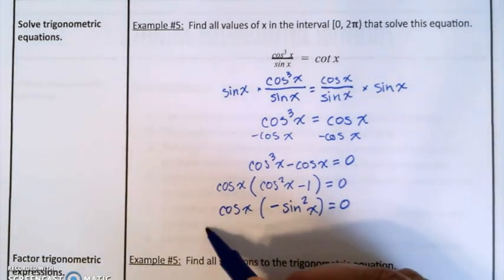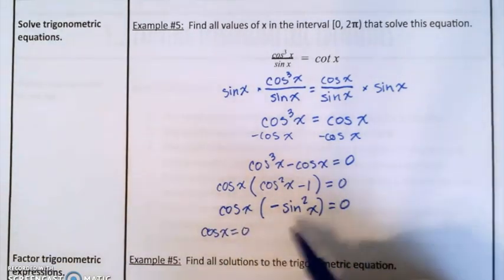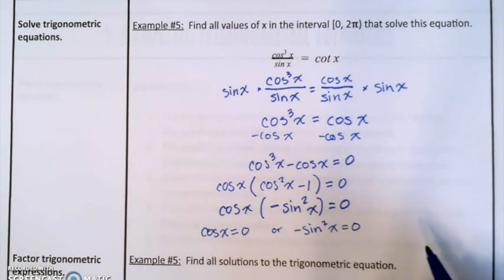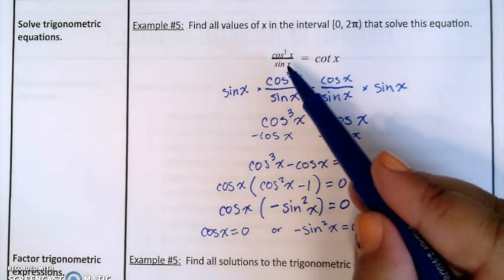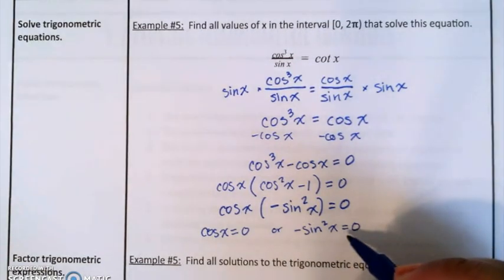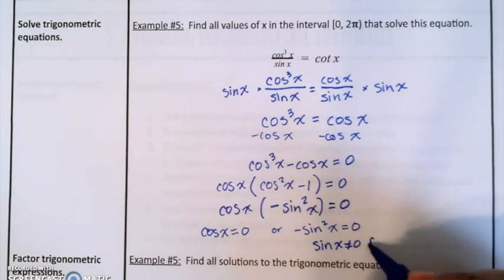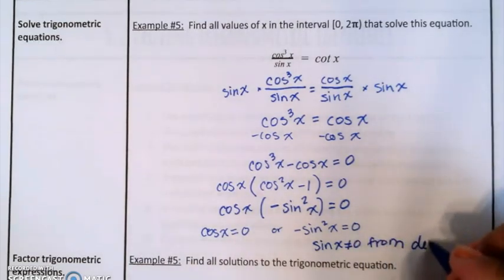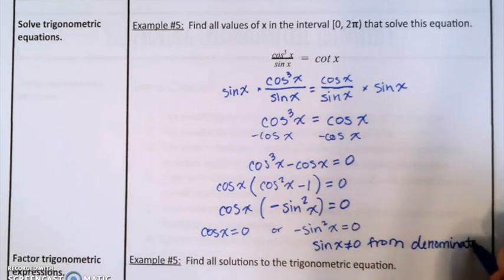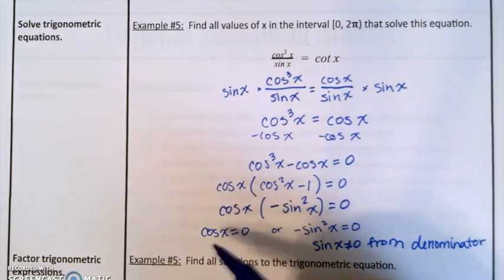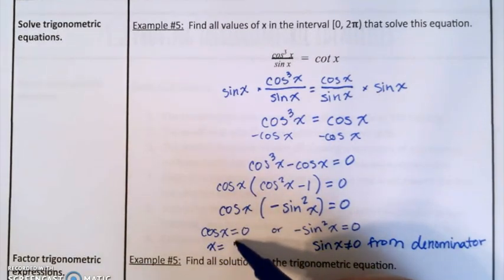All right, so I have that cosine of x is 0 or negative sine squared of x is 0. But we had sine of x in the numerator, so sine squared of x cannot ever be 0. Sine of x is not equal to 0 from the denominator. So our answer comes from when cosine of x is 0. Cosine of x is 0 when x equals pi over 2, 3 pi over 2.